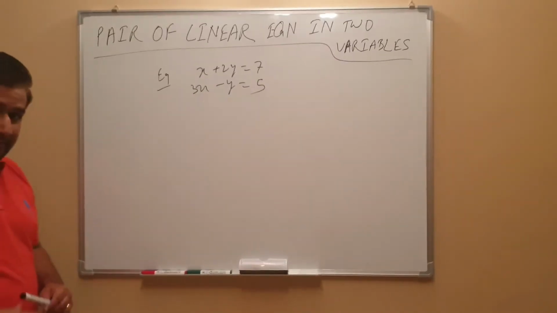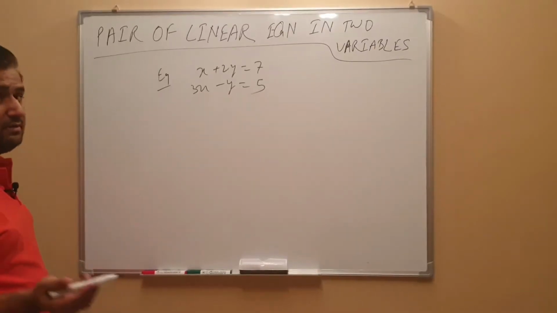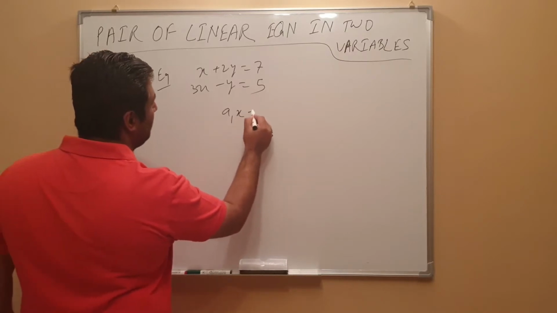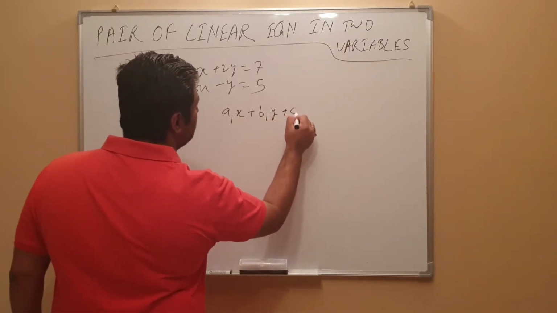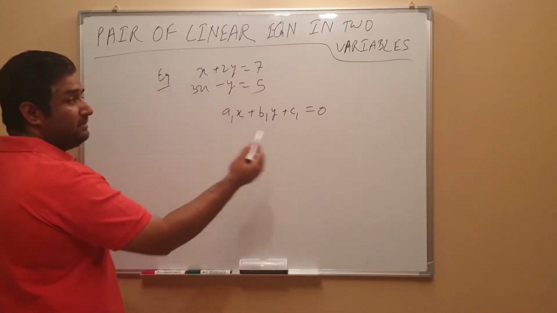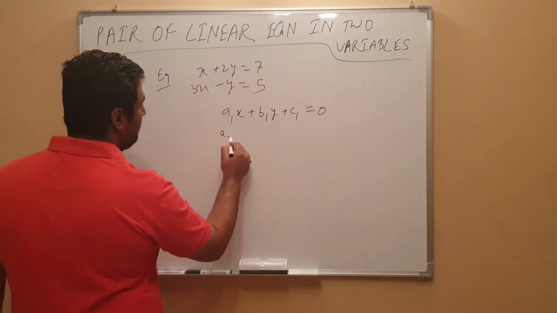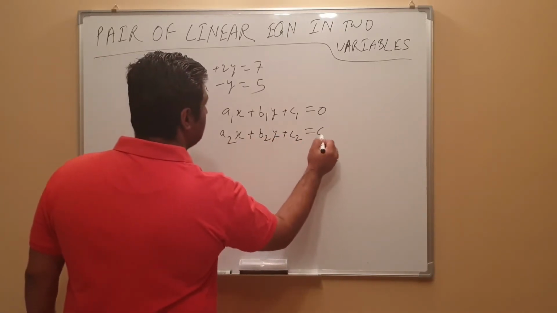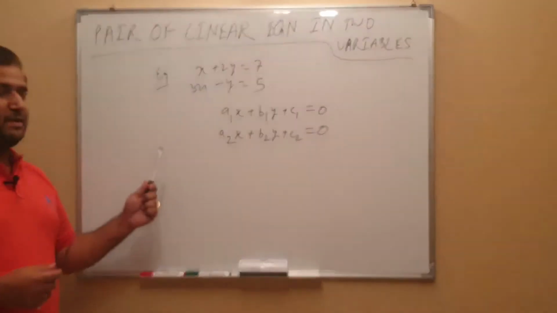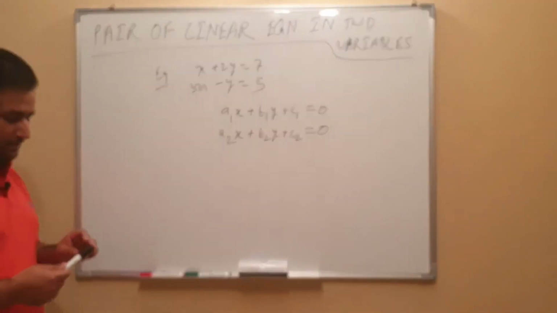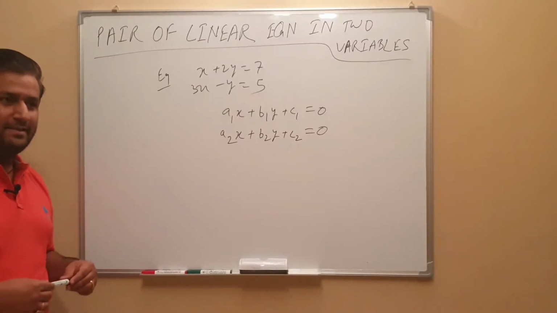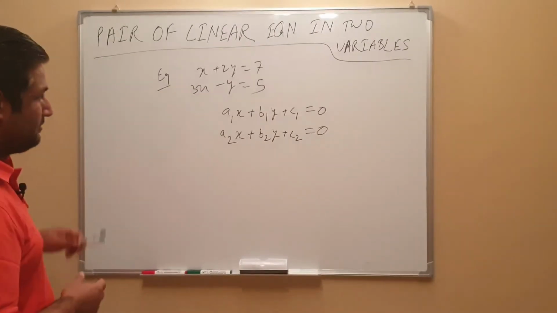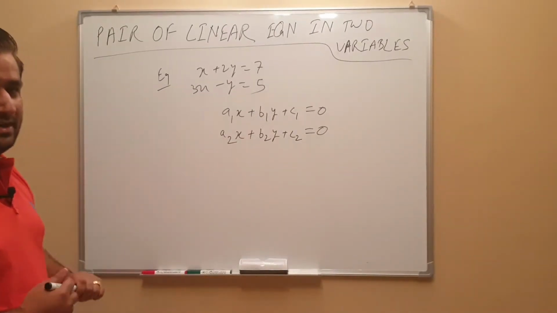Before we move ahead, you should know the general form of a linear equation, which I have already told in the previous classes, which is a1x plus b1y plus c1 equals 0. And since it's a pair, you will have one more equation, a2x plus b2y plus c2 equals 0. Now this pair of linear equations we can solve using two methods. The first method is the method of graph and the other method is the method of elimination or the method of substitution, okay.